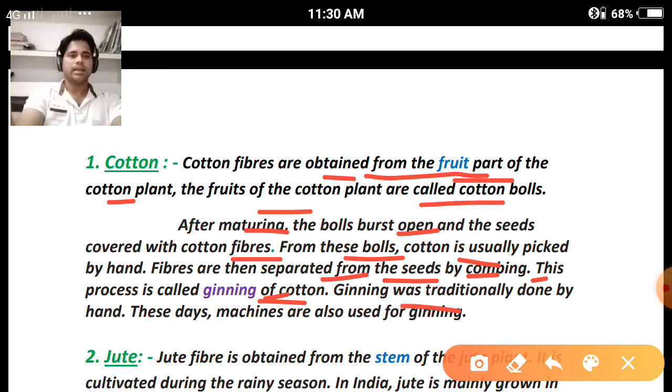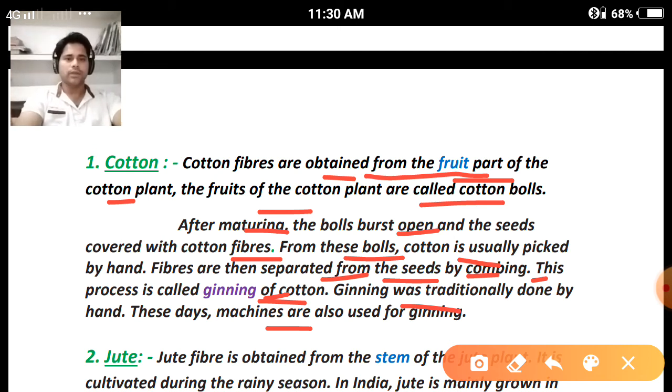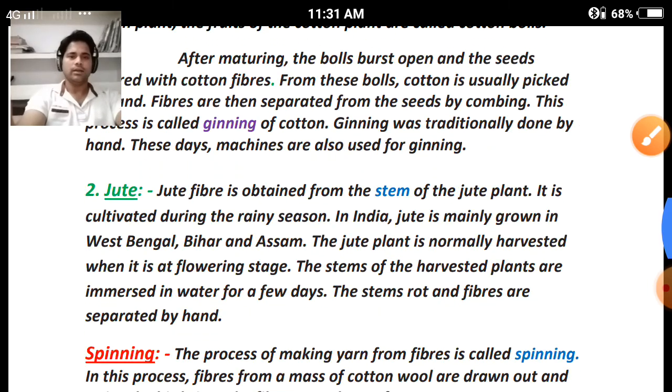Ginning was traditionally done by hand. These days machines are also used for ginning. So this is a small description about the cotton plant. In cotton fiber, you have to remember which part of the cotton plant is responsible to produce the cotton fiber, what is the procedure and method to obtain the cotton fibers, and what is the ginning process. I hope you all have understood well. If you have any query, you can put it on WhatsApp. Clear? So this was about the cotton fiber.